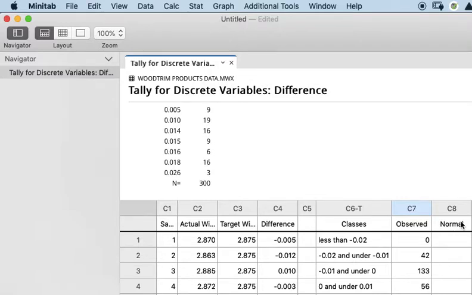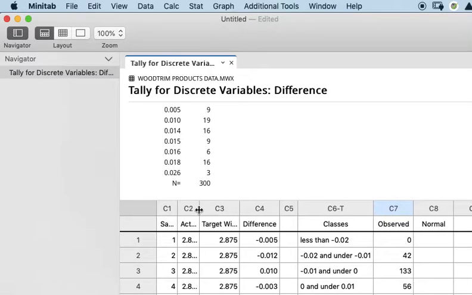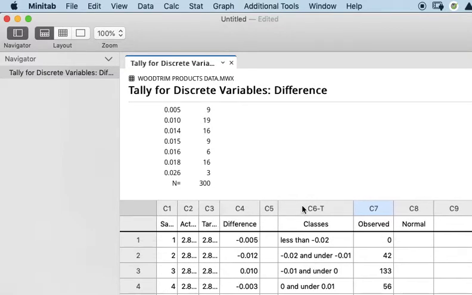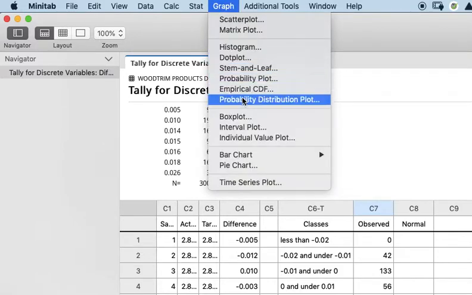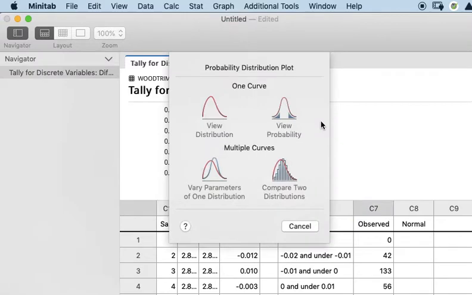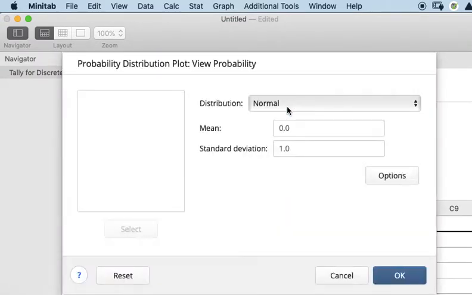Now what I need to do is get the normal distribution probability column. So the way that I'm going to do that is also using Minitab. I'm going to go to Graph, Probability Distribution Plot, and View Probability. You might remember this from Stats 1, which may seem like a long time ago, but we did this in Stats 1. We're using the normal distribution. Our mean is 0, and our standard deviation is 0.01.